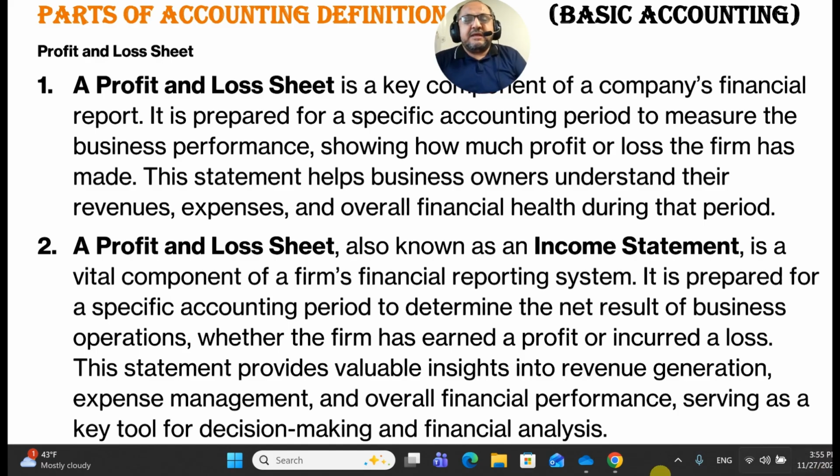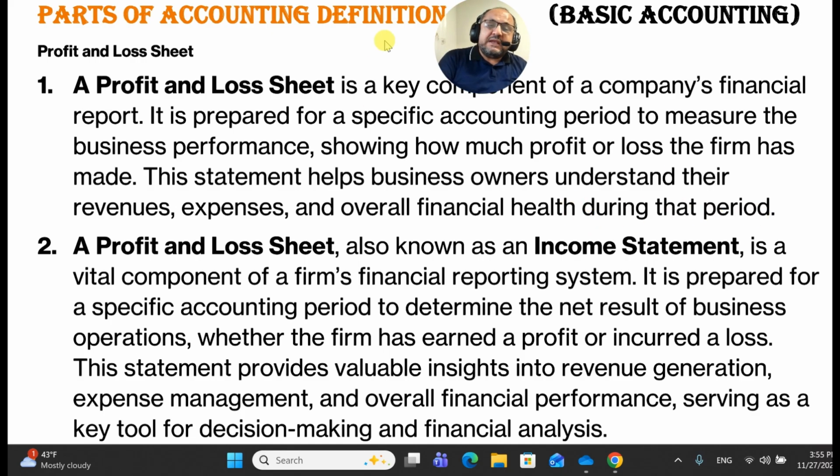So let's come to our topic. A profit and loss statement is a key component of a company's financial report. It is prepared for a specific accounting period to measure the business performance, showing how much profit or loss the firm has made. This statement helps business owners understand their revenue, expenses, and overall financial health during the period.